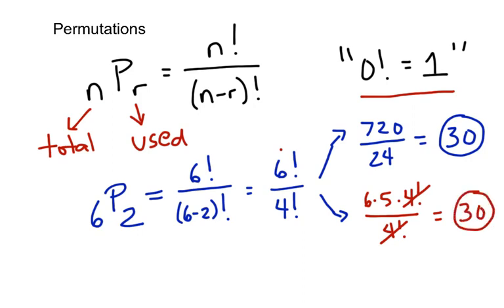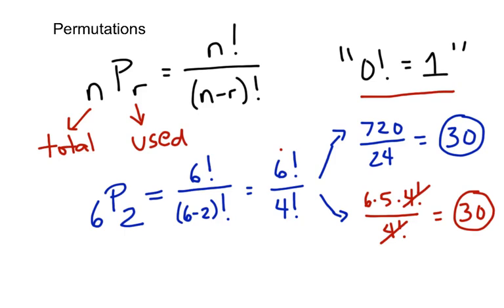Nice thing I like about that is I didn't need to use a calculator at all. I could just write it out, cancel some terms, come up with my solution. Again, you should use whichever method you're comfortable with. Just make sure you can finish this problem correctly and get to that 30.